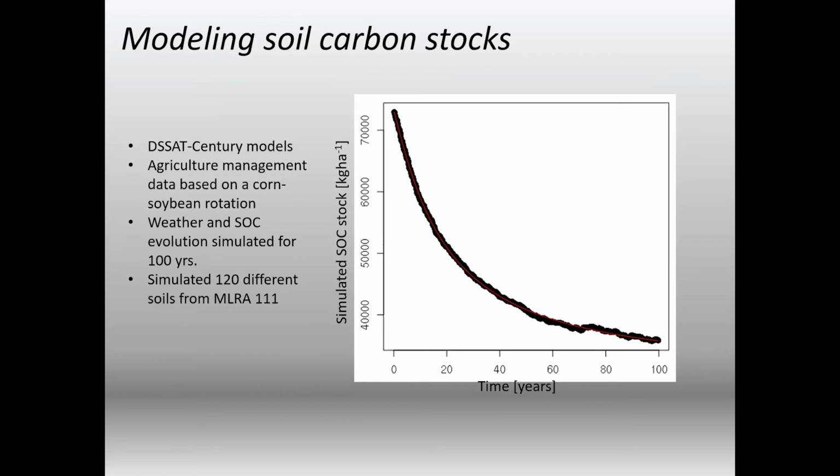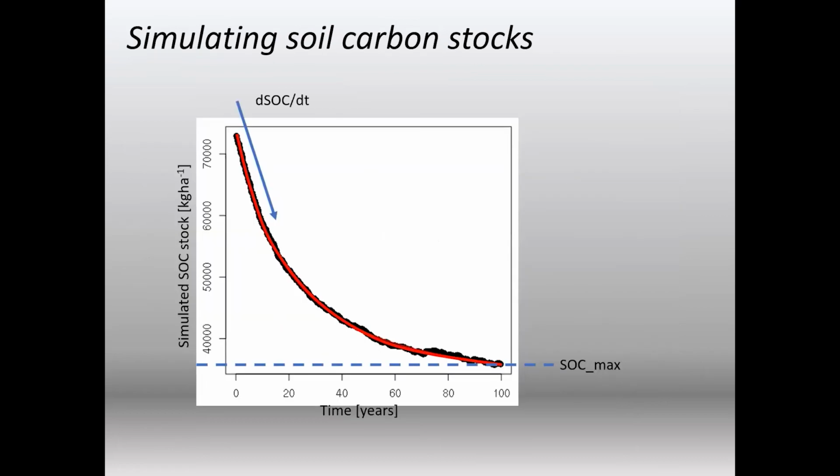And we simulated the soil carbon stock evolution for each one of those soil profiles using the same set of weather data and the same set of agronomic data. And so we get a 100-year trajectory of what would happen to the soil organic carbon stocks in each one of those fields. And so what we're really interested in is, can we map or quantify some of the properties of how these simulated carbon stocks change? So specifically, we're interested in what we're defining as two parameters. The asymptotic soil organic carbon stock, which we're calling SOC max.